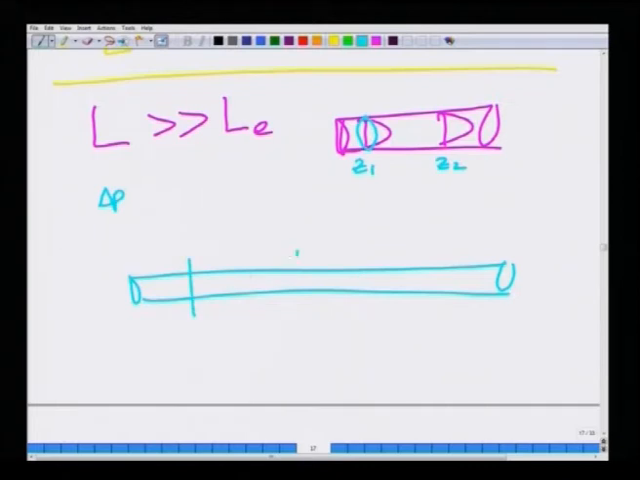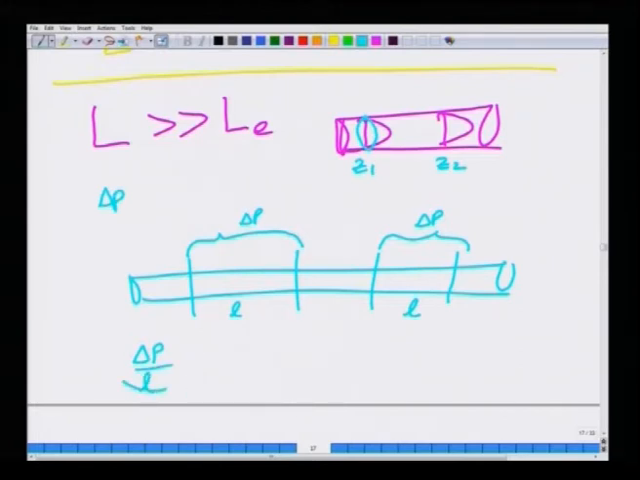Now, I take a piece of length, let us say small l, and another piece of length small l downstream. If I measure the pressure difference, they will be identical at different sections of the length L. So, I can say that in the fully developed region, it makes more sense for me to talk about delta p divided by L rather than consider delta p and L separately.